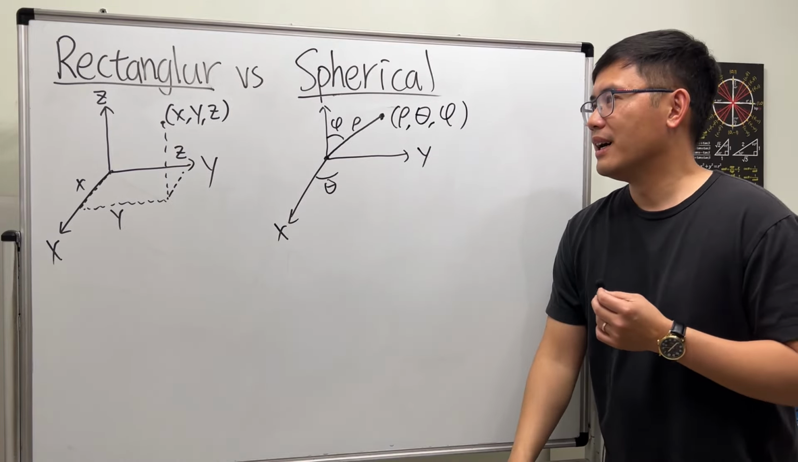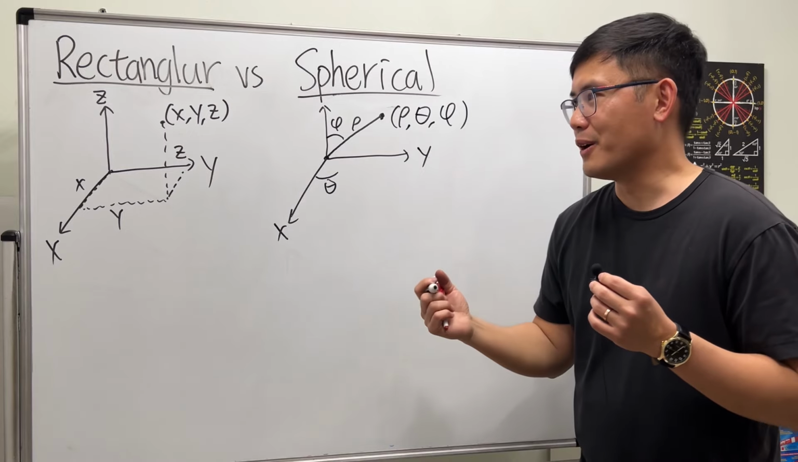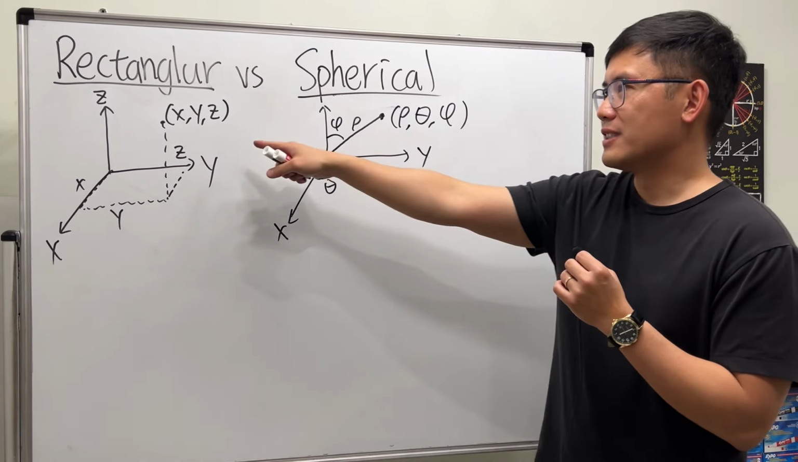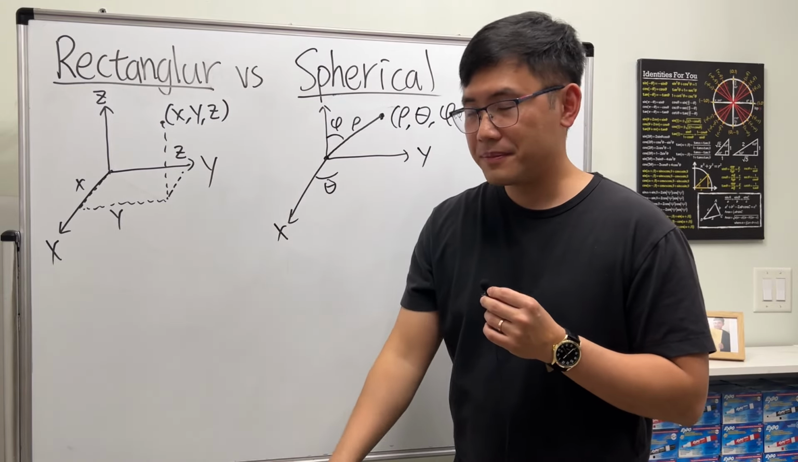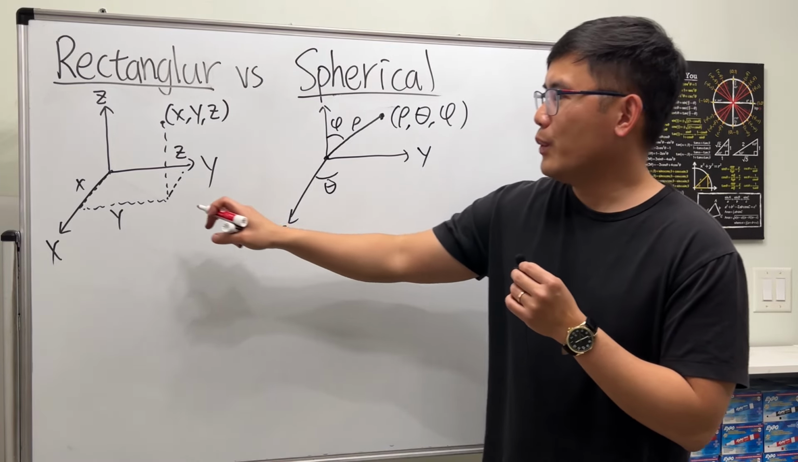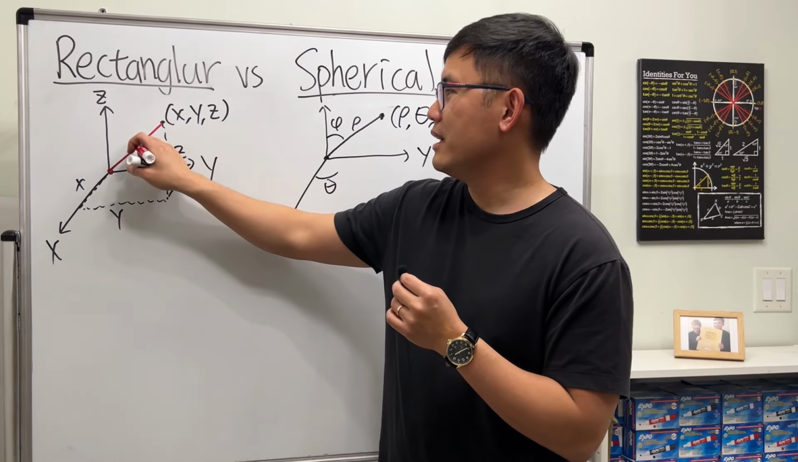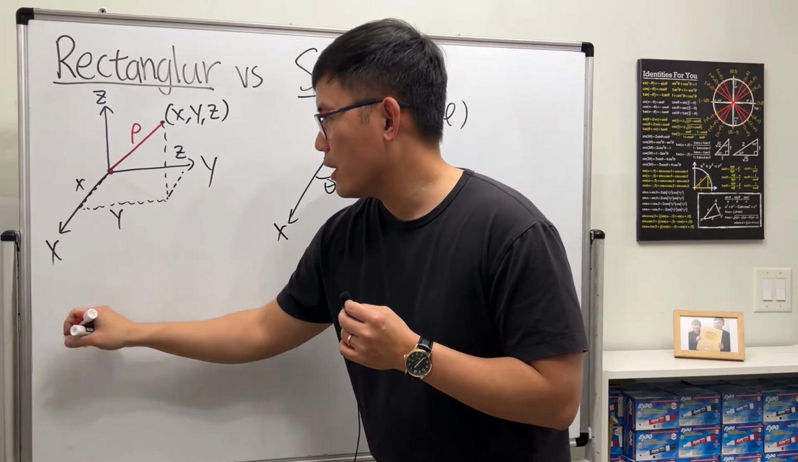Okay, now you know the deal. How can we go from this to that and that to that? Here, start with rectangular to spherical. Firstly though, let's talk about how we can get from the origin to this point. In other words, the rho.